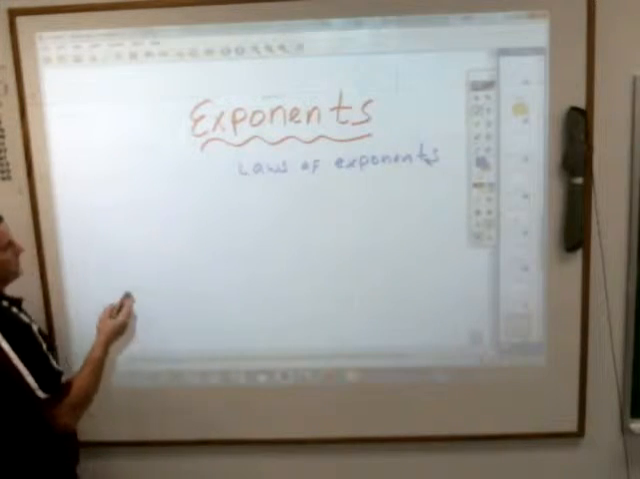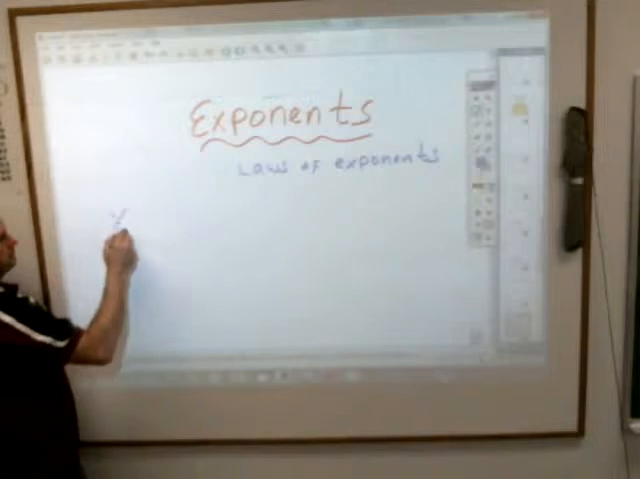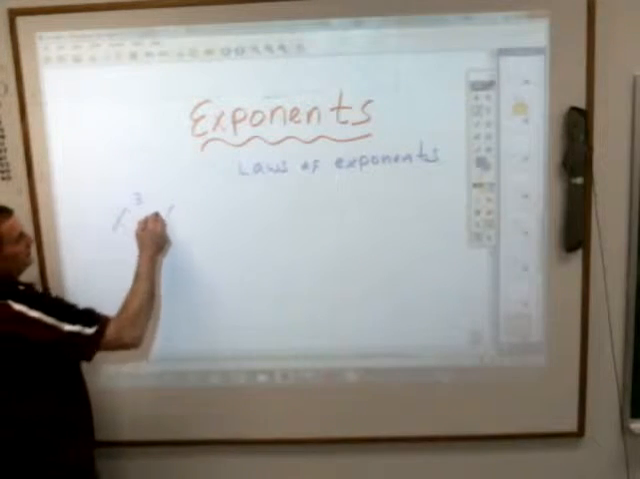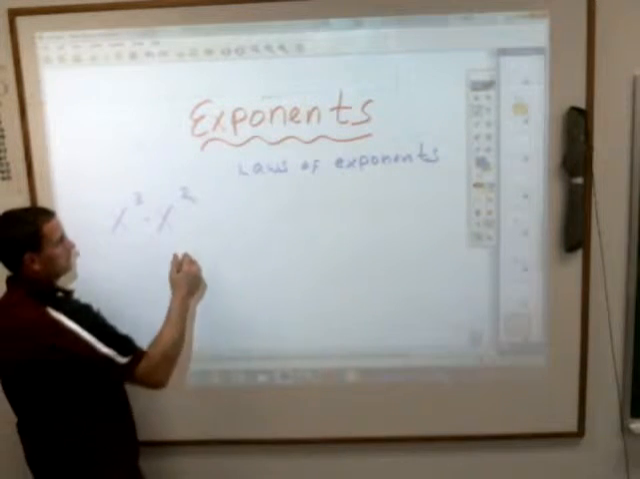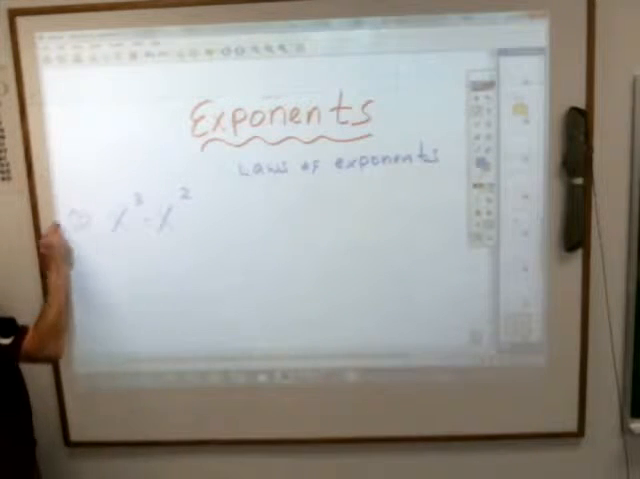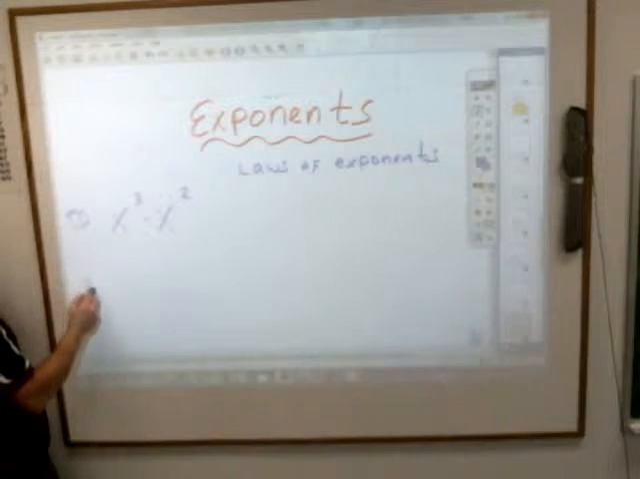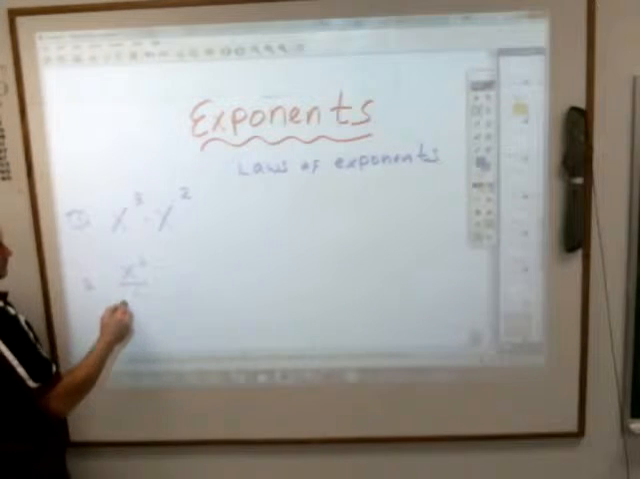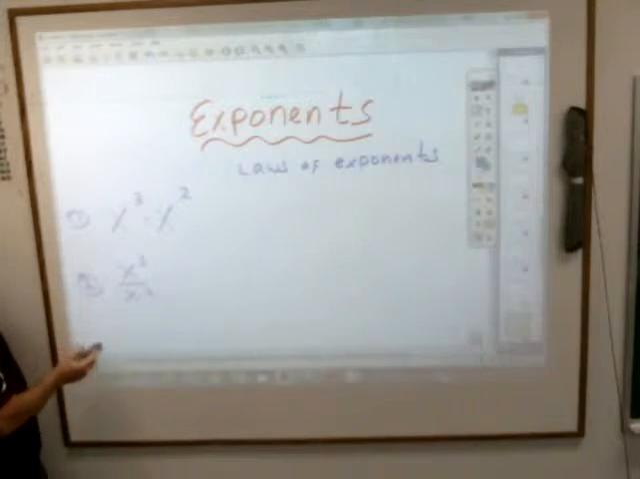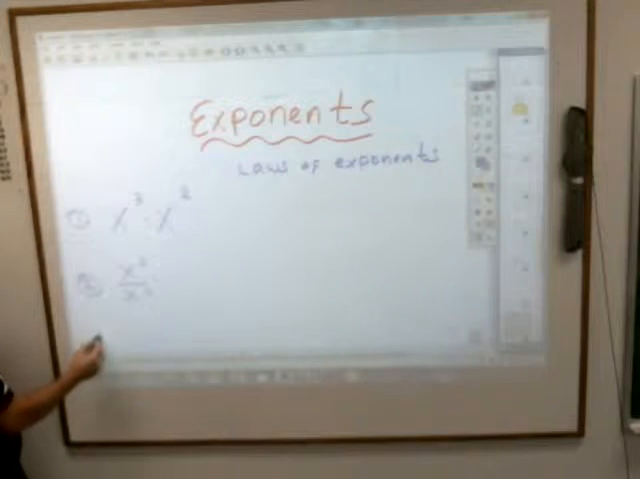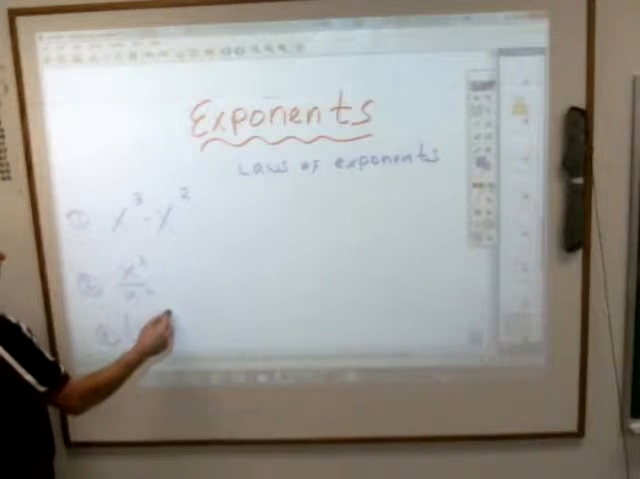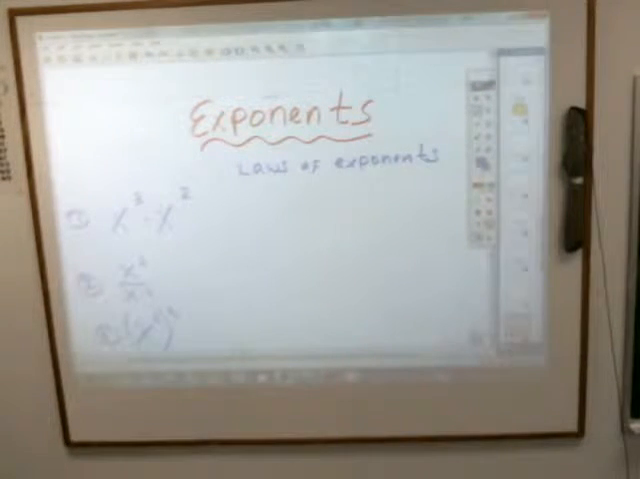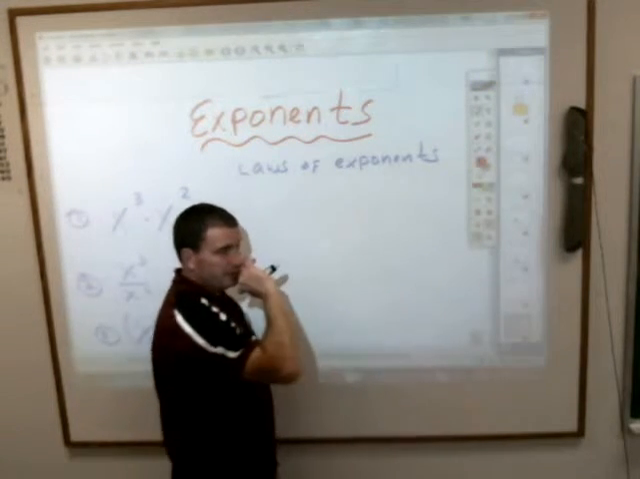What happens when you multiply things that have exponents? That's case number one. What happens when you divide things that have exponents? And case number three, my personal favorite, is what happens when you have exponents to exponents. Okay? If you break it down and just kind of do it out, it's really not so bad.